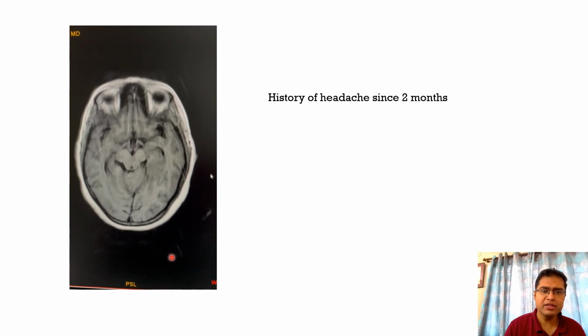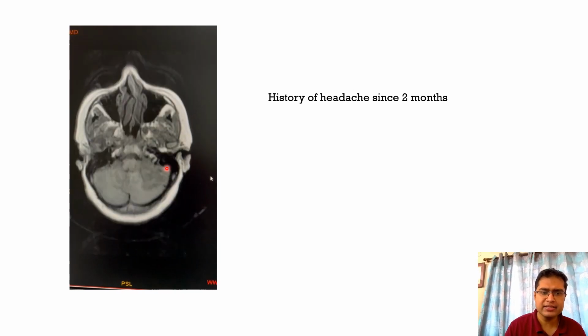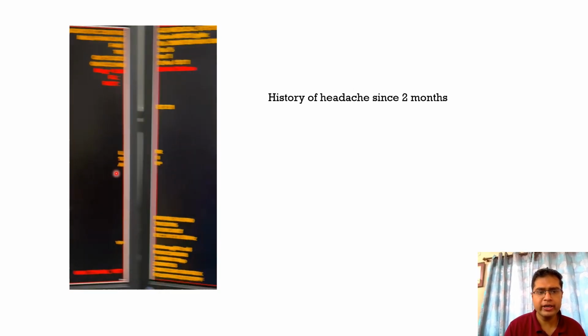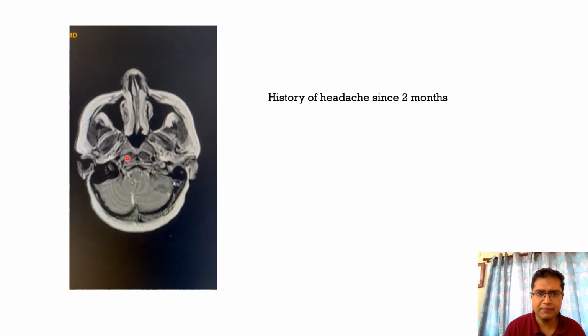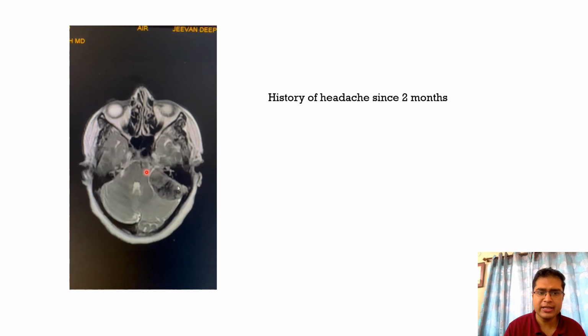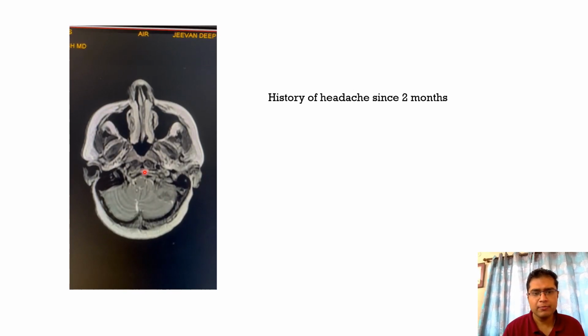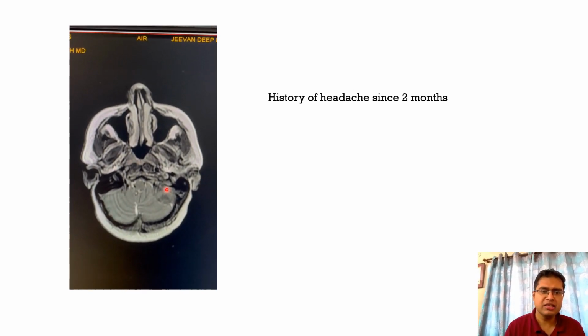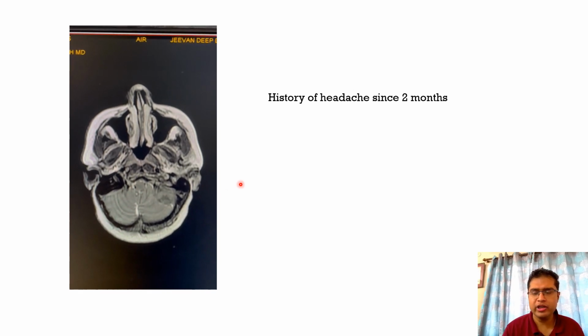These are the T1 weighted images, axial section, where we can see that there is some iso-intense lobulated mass lesion in the left CP angle. These are the T2 weighted images, axial section, where we can see that there is hetero-intense signal in the mass lesion in the left CP angle on T2 weighted images.